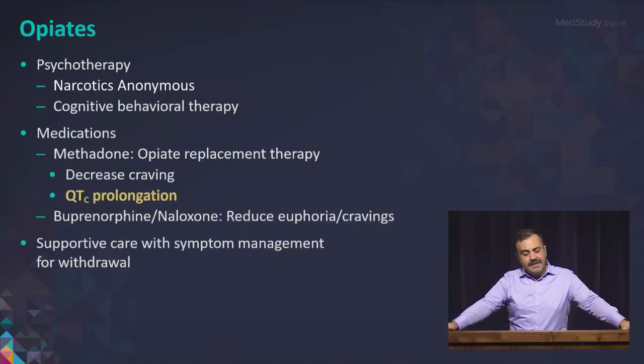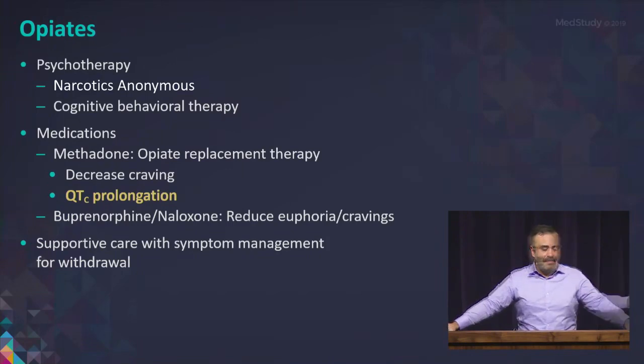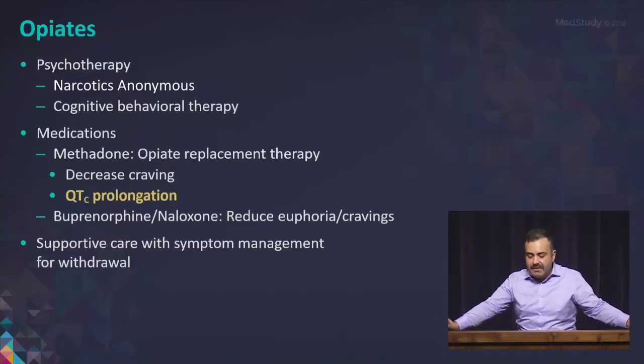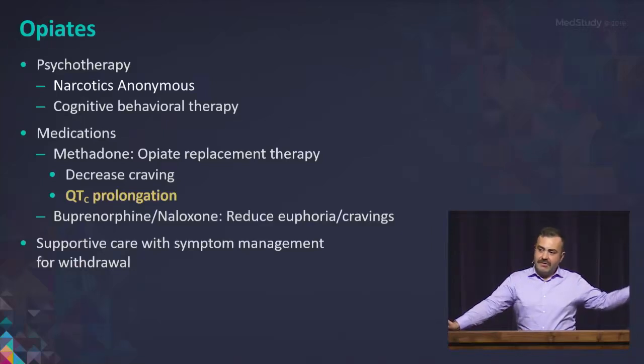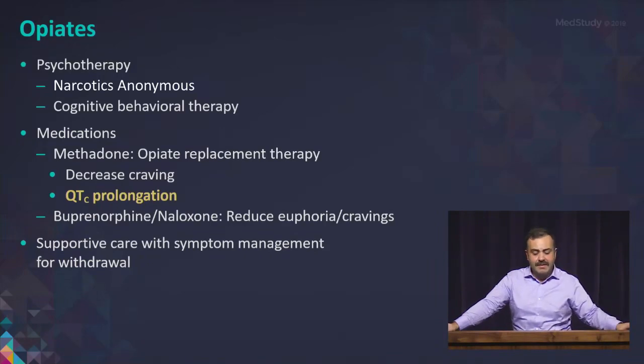In terms of opioids, psychotherapy, cognitive behavioral therapy, just like everything else in psychiatry, is very effective. In terms of medication, methadone is an opiate replacement therapy. A very important take-home that might show up on your test is QTc prolongation with methadone. I would keep that in mind.